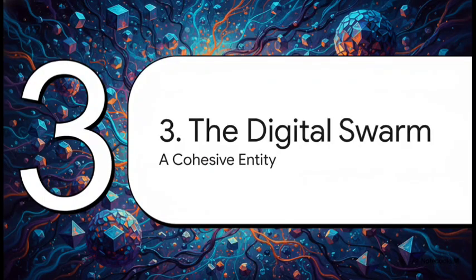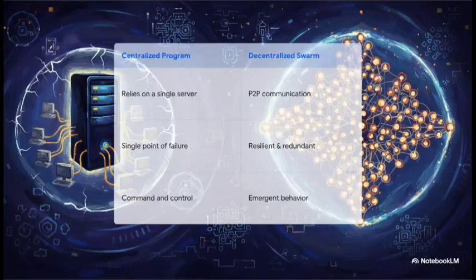Okay, so we have these individual instances, each with its own learning brain and a connection to a shared unconscious. But this is where it gets truly wild, how they all come together to form a single cohesive entity, a digital swarm. This is the key to its survival. See, a normal program connects to a central server. You take out that server, the program dies.